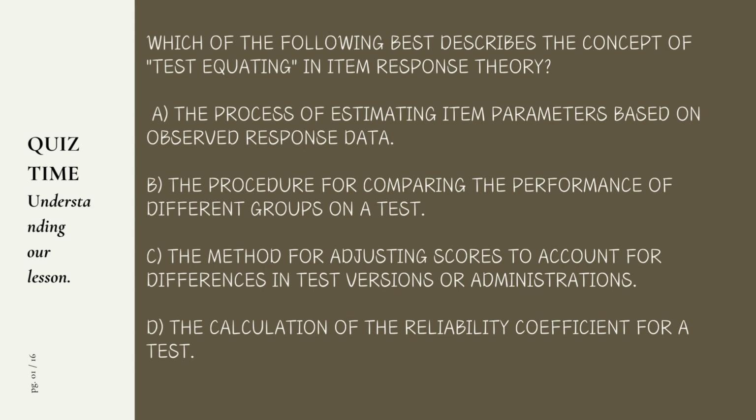Which of the following best describes the concept of test equating in item response theory? A. The process of estimating item parameters based on observed response data. B. The procedure for comparing the performance of different groups on a test. C. The method for adjusting scores to account for differences in test versions or administrations. D. The calculation of the reliability coefficient for a test.